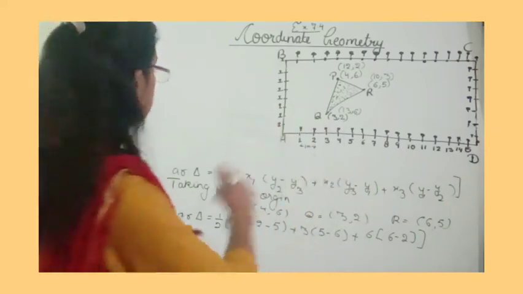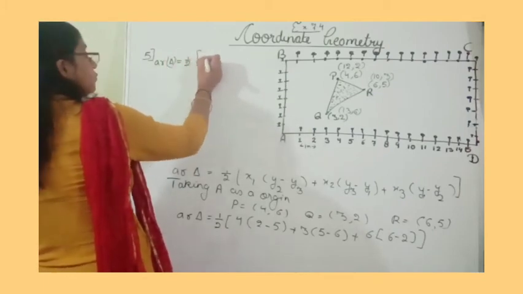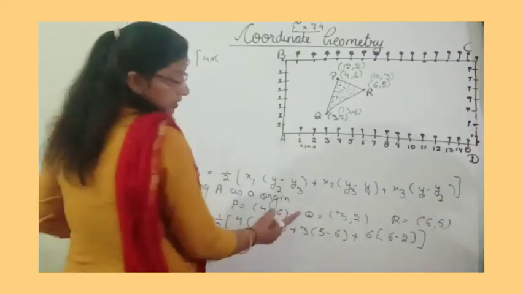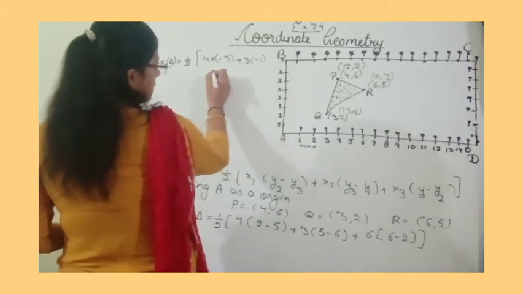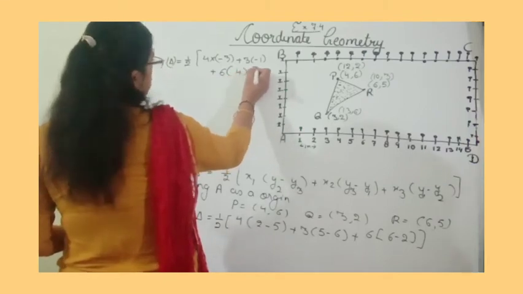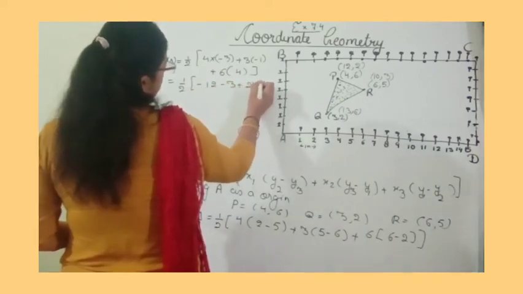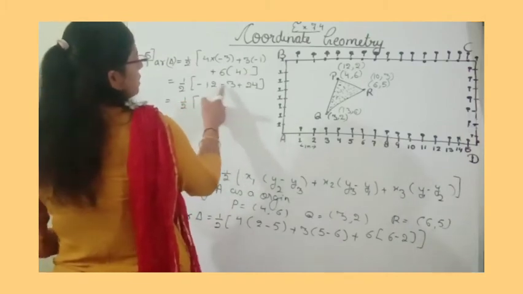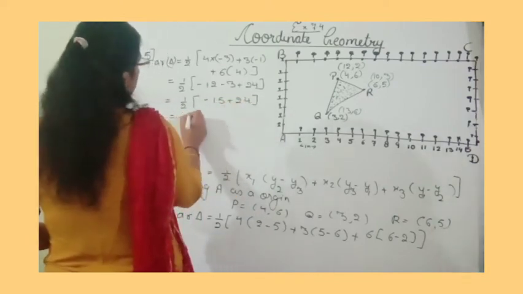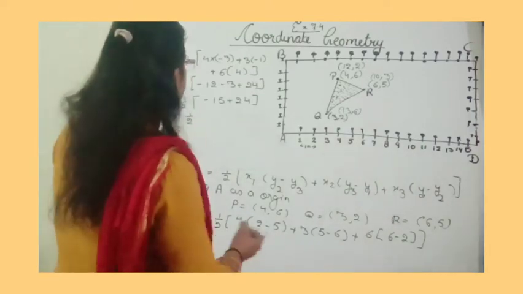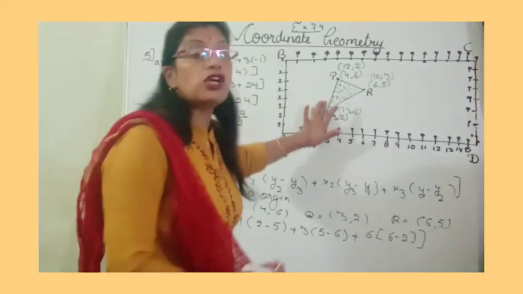Now we can calculate this. Half times 4 into minus 3, plus 3 into minus 1, plus 6 into 4. So this is minus 12 minus 3 plus 24. We get half times minus 15 plus 24. So what will you get? 1 by 2 times 9. So the area of this triangle comes 9 upon 2.